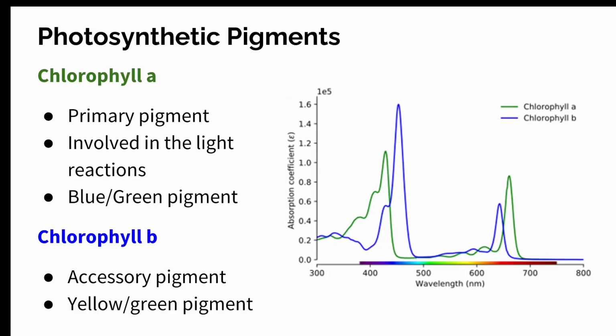So let's talk about what kind of pigments we see, and we can actually see what wavelength they can absorb. Chlorophyll A is one of the more primary pigments. It's involved in the light reactions. It's usually a blue-green color when you look at the pigment itself. And what that means is that it's absorbing every single color except for this bluish-greenish hue. Chlorophyll B is an accessory pigment, and it's kind of a yellow-green. So it kind of evens out the chlorophyll A and makes plants look a little bit more green.